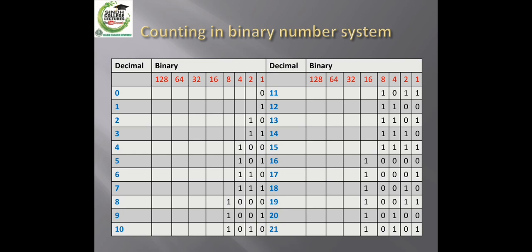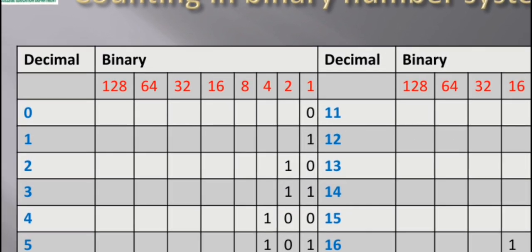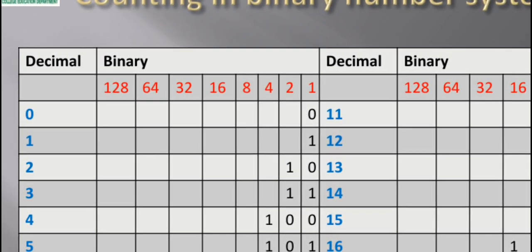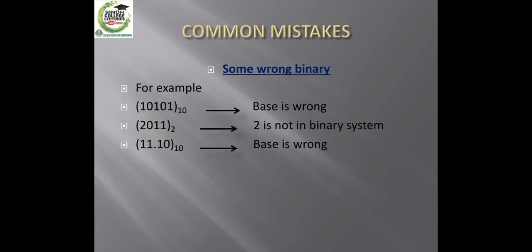For the number 5, it is also not present, so we add bits 4 and 1 and put 0 between them. Similarly, we will make other numbers.